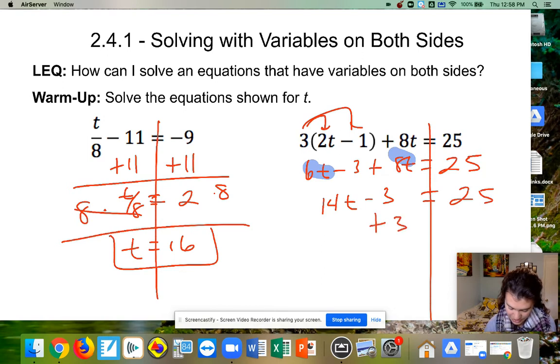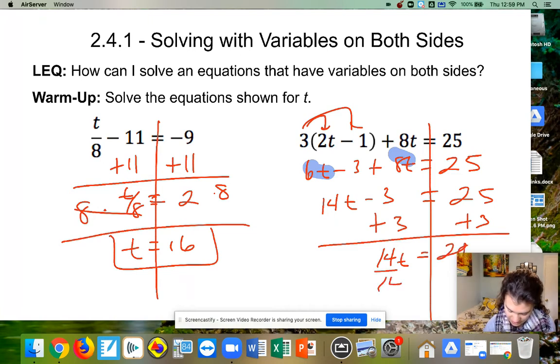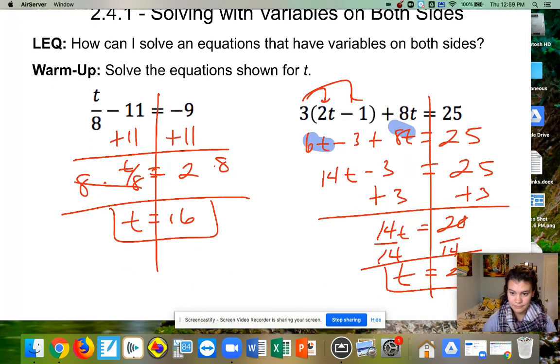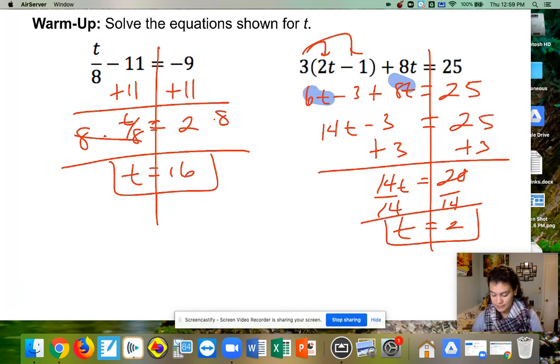Add 3 to both sides. 14t equals 28. Divide by 14. t equals 2. Move that up a little bit. And that's your answer.